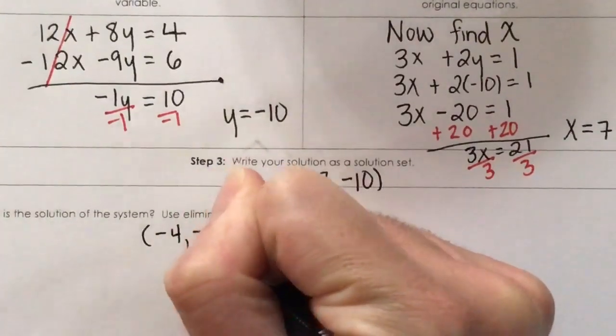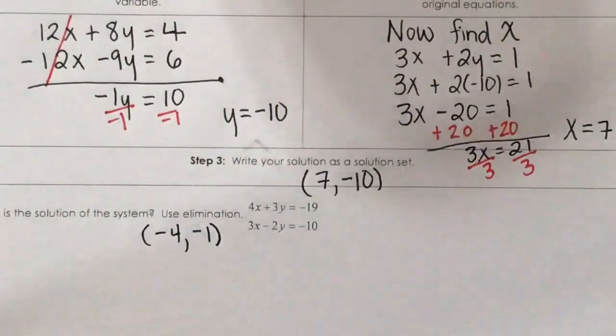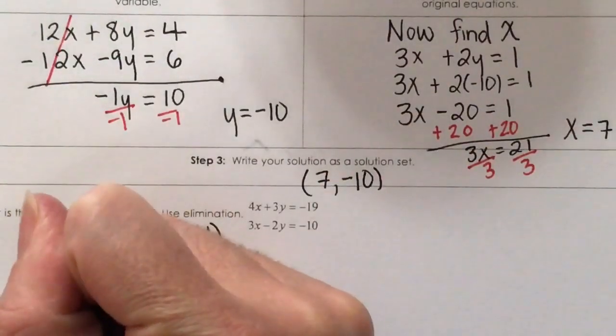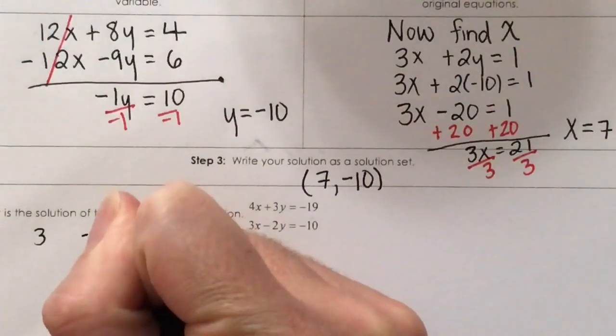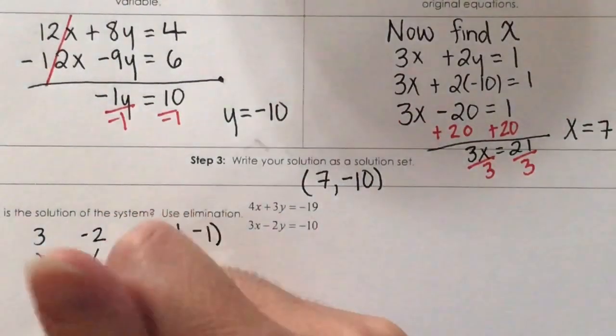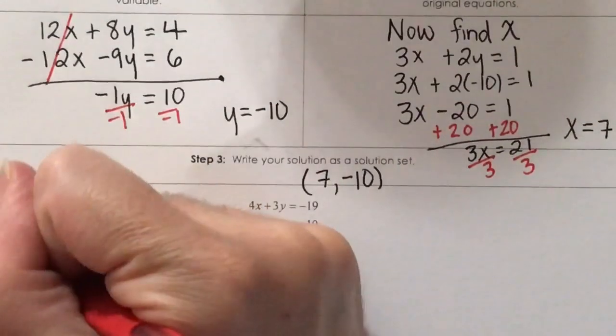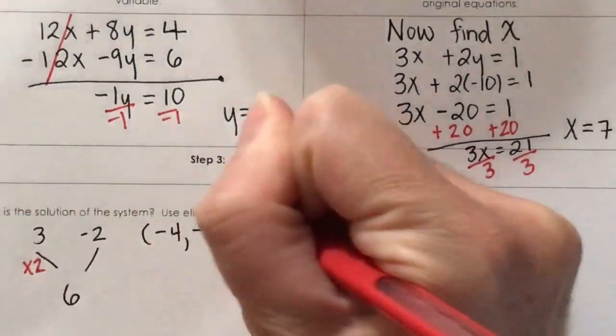Okay, so I'm going to eliminate my y's. Reason being, they already have opposite signs. I need to figure out what I need to turn the y's into to make them go away. So I'm going to find the least common multiple. So I'm going to take my 3 and my negative 2, and they both go into the number 6. So what do I have to do to the 3 to make it a 6? I've got to times it by 2.